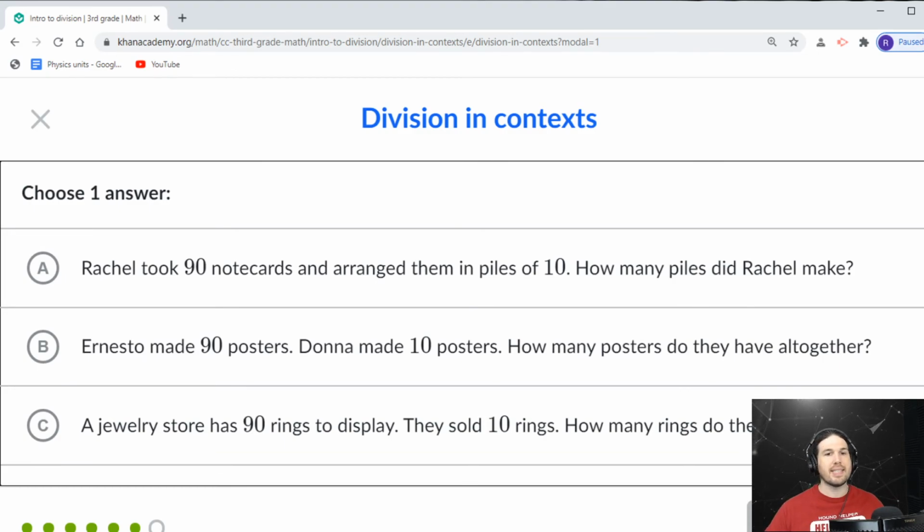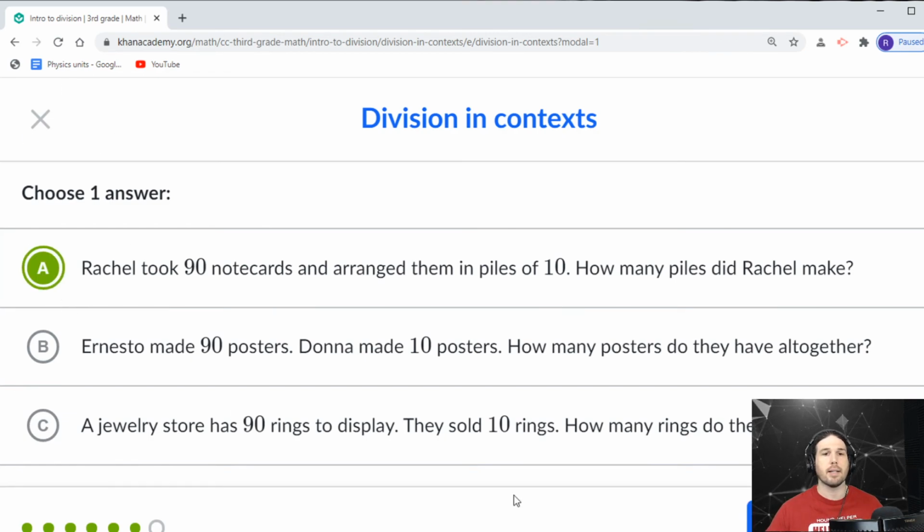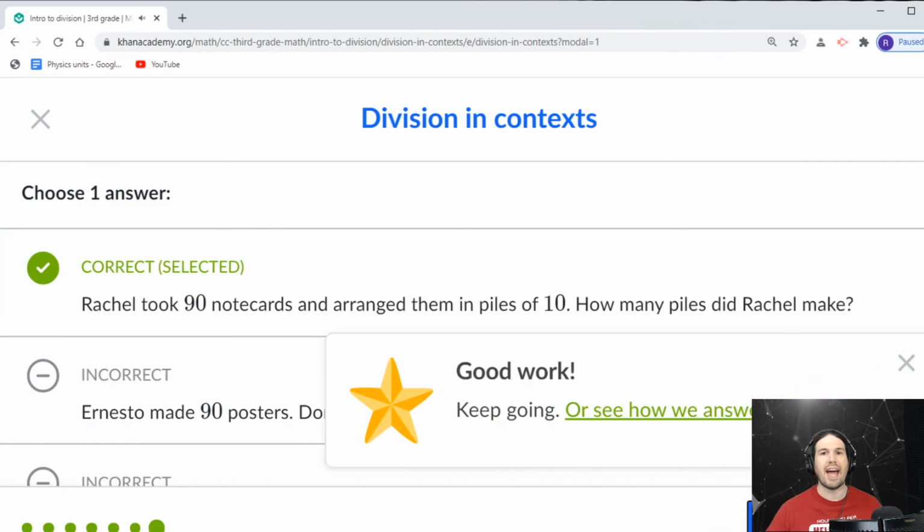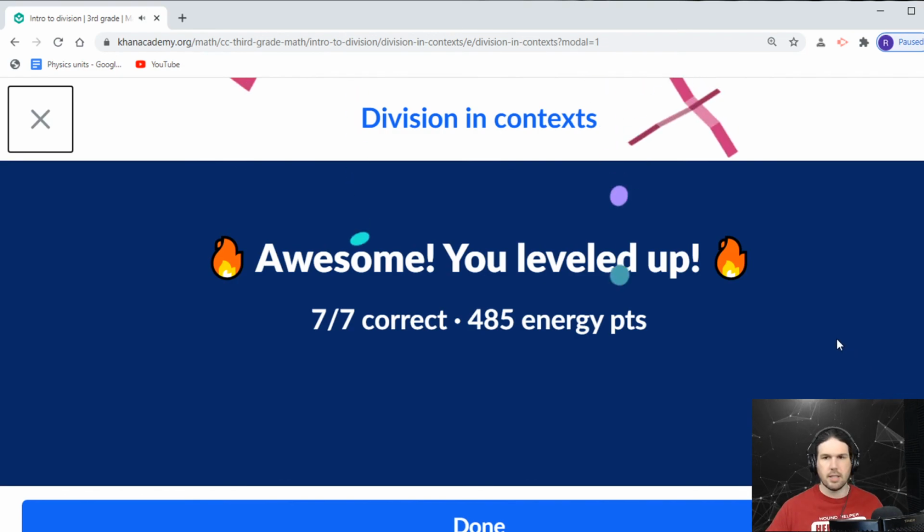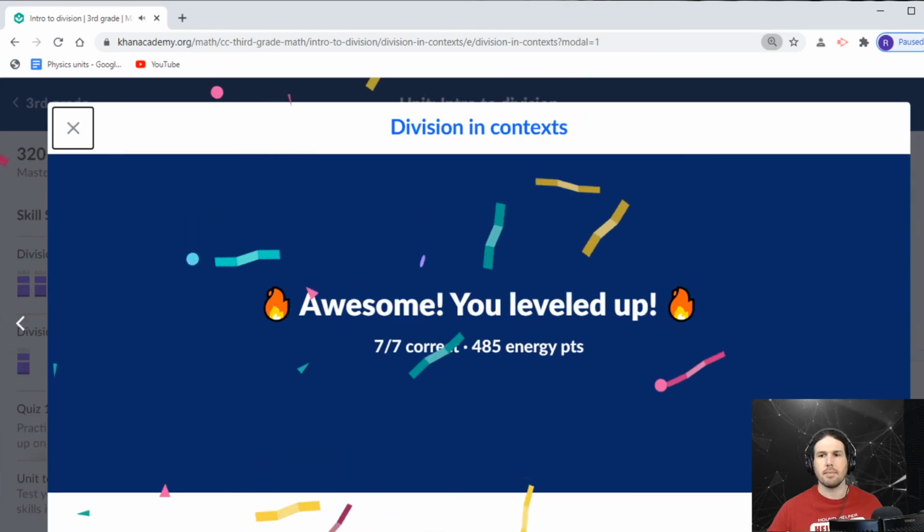Well, I think that it's A. Rachel took 90 note cards and she arranged them in piles of 10. How many piles did Rachel make? That would be 90 divided into piles of 10, divided by 10, would give us 9 piles. And that is division in context.